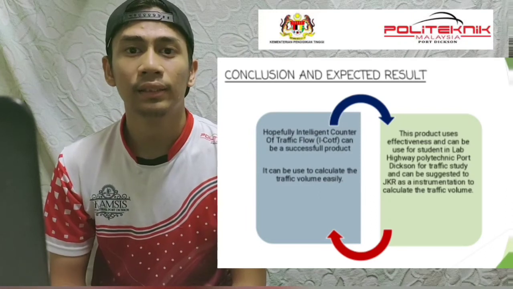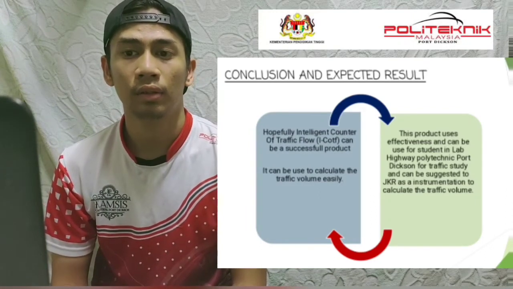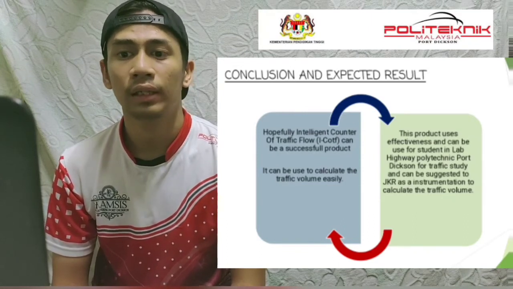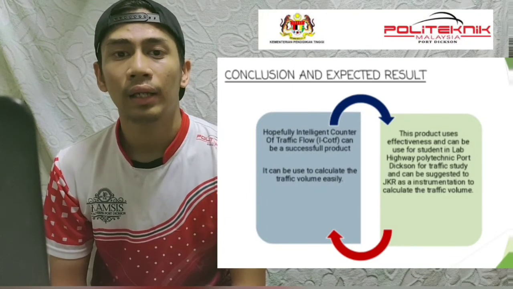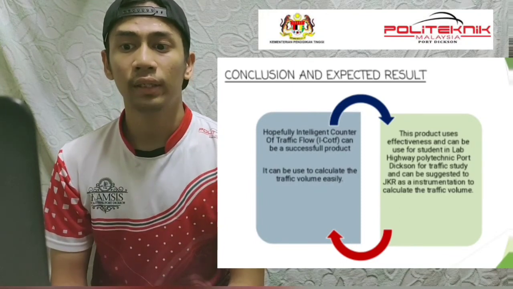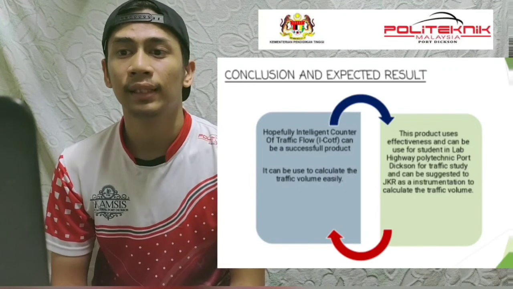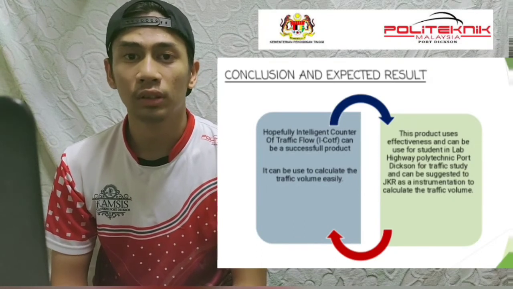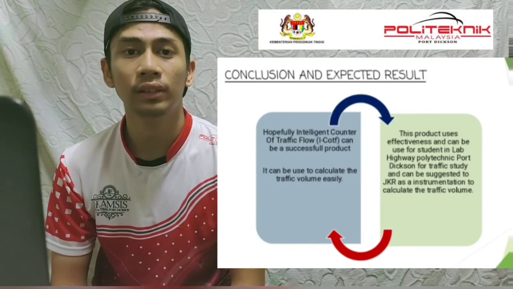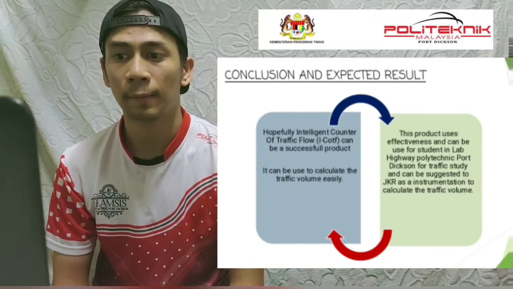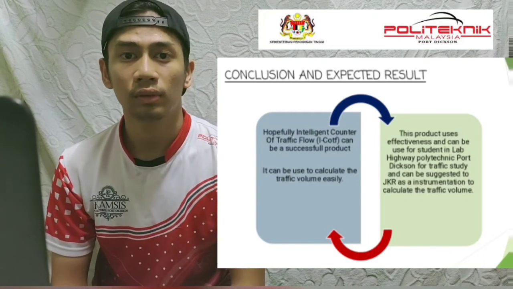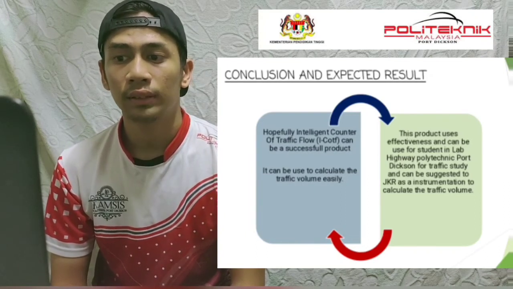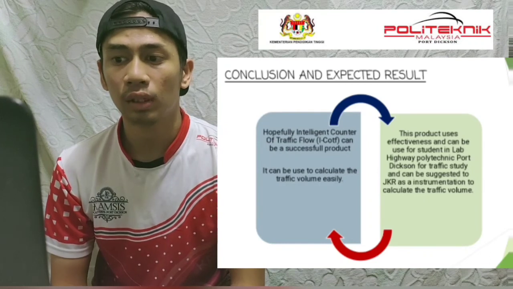Lastly, the conclusion and expected result. Our conclusion is that hopefully the Intelligent Counter of Traffic Flow, I-coft, can be a successful product and can be used to calculate traffic volume easily. Our expected result is that this product can be used effectively by students in the highway lab and polytechnic, for traffic study, and can be suggested to JKR as an instrument to calculate traffic volume.